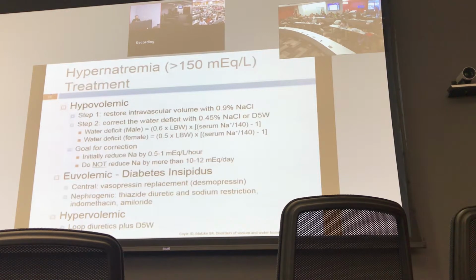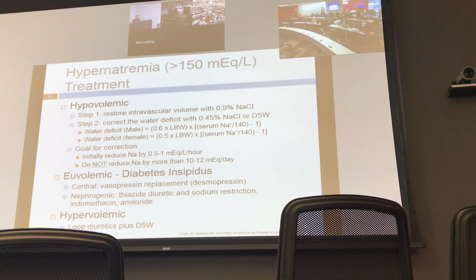So once again, treatment follows a similar but opposite idea to that of hyponatremia. So in hypovolemic hypernatremia, first you want to restore intravascular volume with normal saline, and then you can correct the water deficit. Even though normal saline has 154 milliequivalents per liter of sodium in it, so it doesn't sound like your ideal treatment for someone with high sodium.